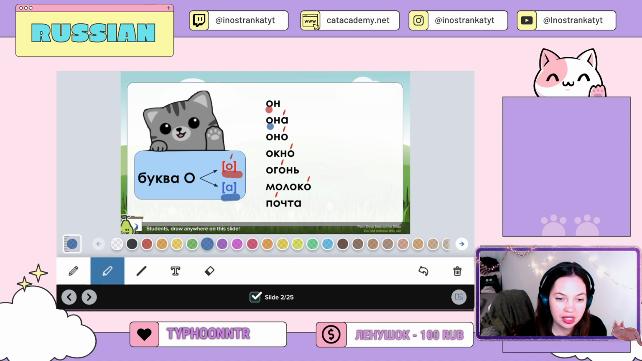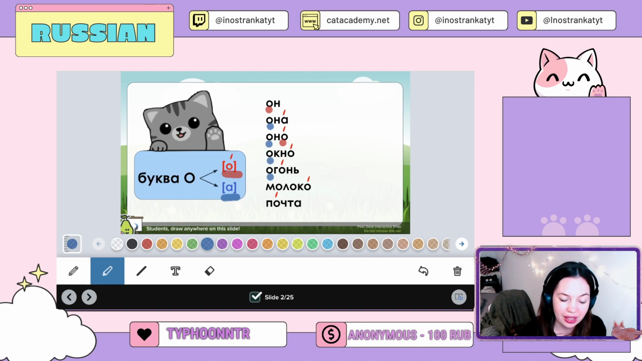Next word is оно. So again, the second syllable is stressed, so we must pronounce it O. The first one is not, so we pronounce it as A. Оно. The same goes for the next word, окно. And the next one, fire, огонь.